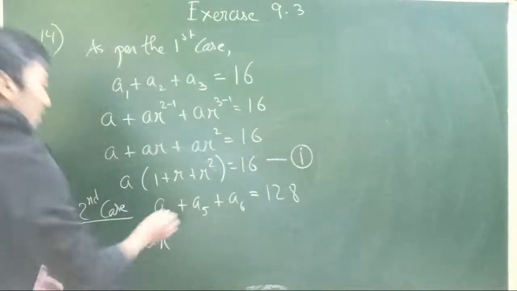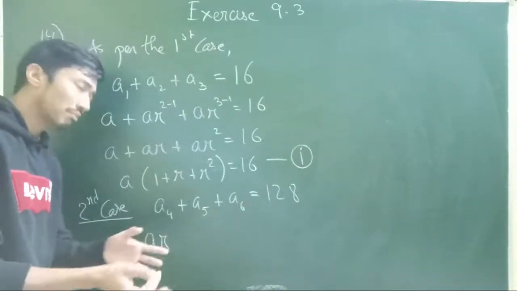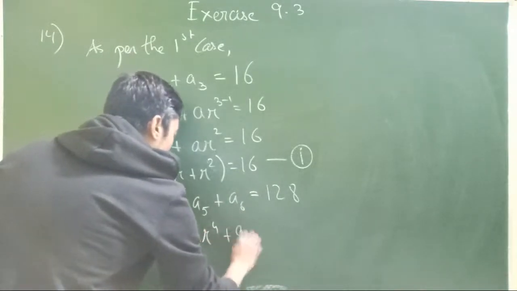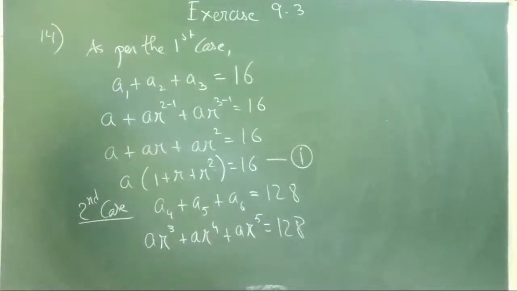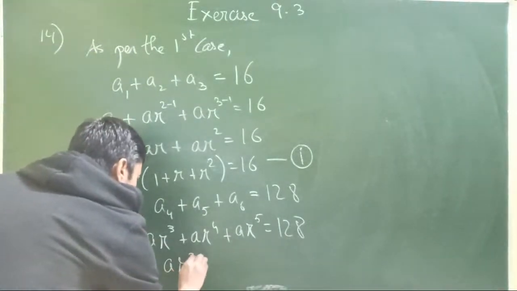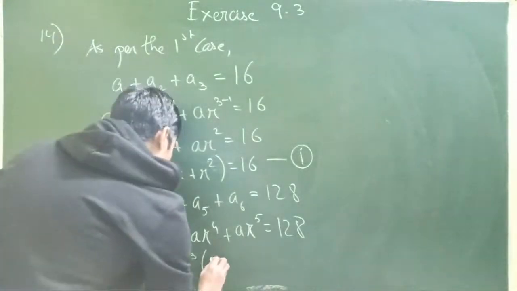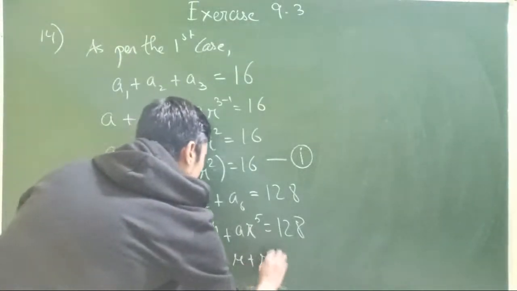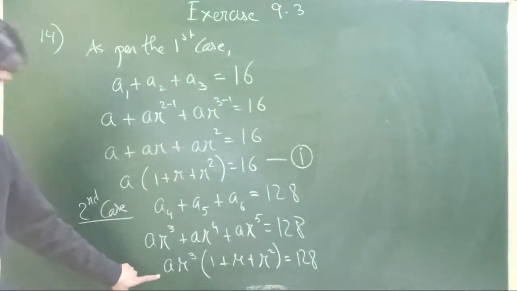So now, the fourth term will be A into R power 4 minus 1, that is R power 3. So AR power 3 plus AR power 4 plus AR power 5 is equal to 128. So maybe here we can take AR cube common. What will we have then? If we take AR cube common, 1 plus R plus R square is 128. You can see some interlinking between these two problems.